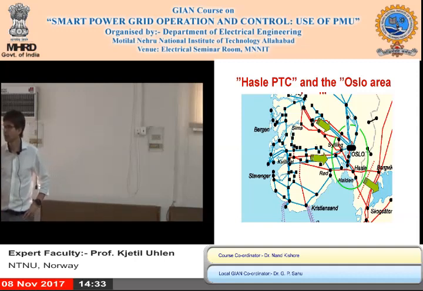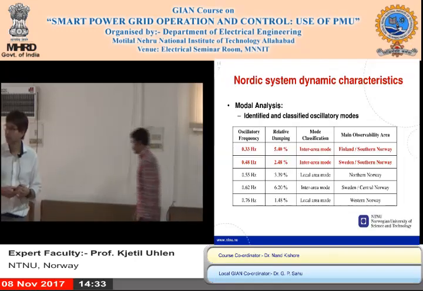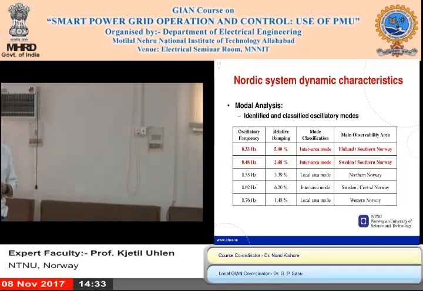You could have thermal capacity limits, voltage stability, angle stability, and everything. So we need to analyze what the limits are. And this refers to a modal analysis, a small signal analysis of the system.